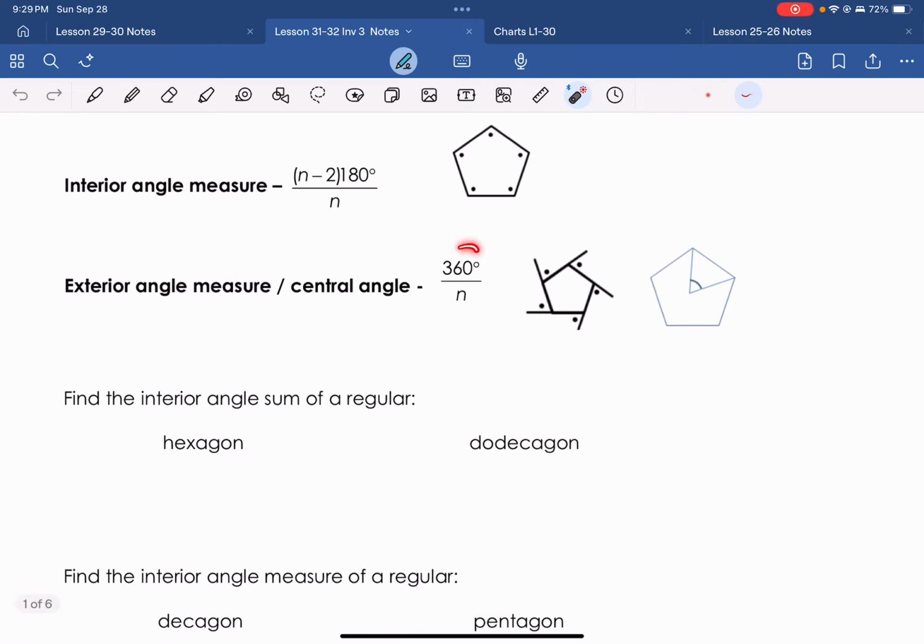All right, this is the formula you're going to use when you're trying to find an exterior angle or even a central angle. So this right here. And then you would take the 360, you would divide by the number of sides. So say we're using our triangle example again, we would divide by 3, and we would see that each exterior angle of a triangle would be 120, because 360 divided by 3 is 120.